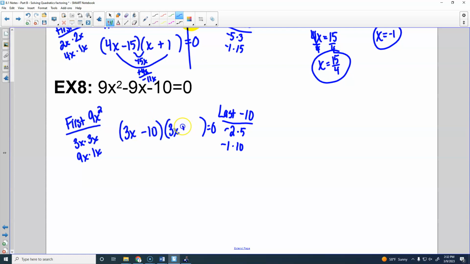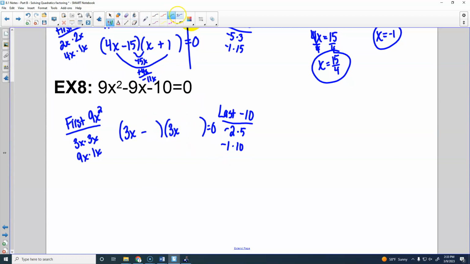Negative 10, positive 1. Let's check it, make sure Aiden's got it. That's going to give you negative 30 plus 3x. Yeah. So we've always got to check.